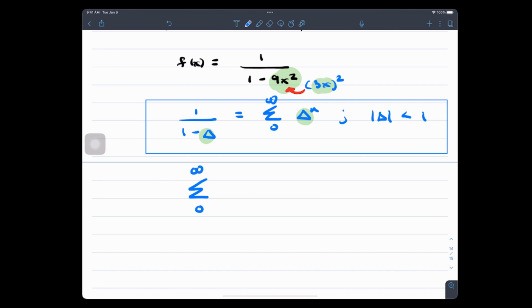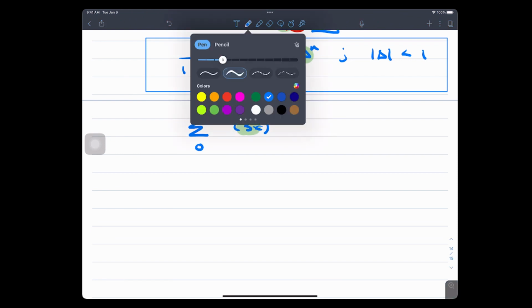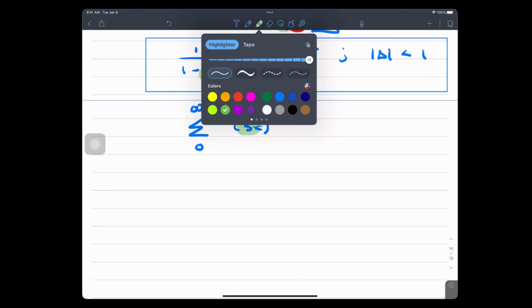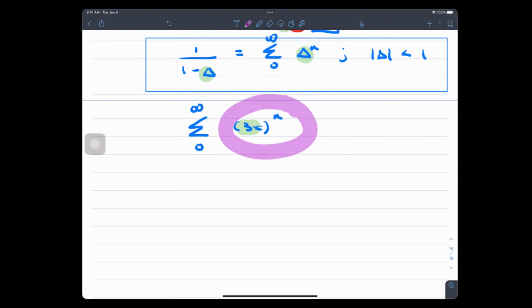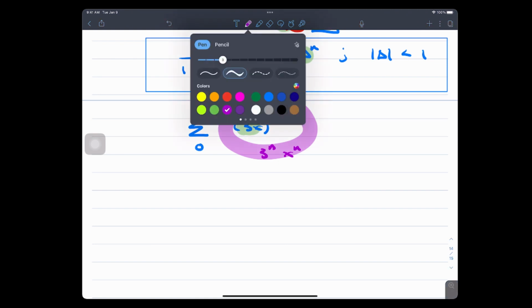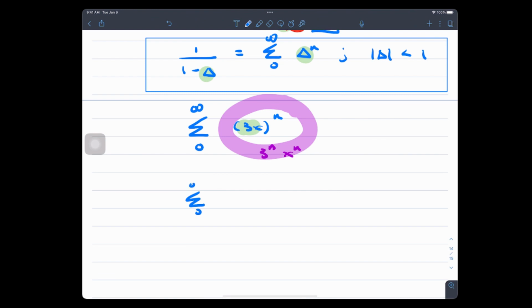Okay, so we're going to write 0 to infinity now. So what's in that triangle is 3x. So you say, do I replace that triangle there with 3x? Yes. Okay, so that's 9x squared. That's going to be that 3x. So that's what's going to go in that triangle here. Now, again, you're going to use beginning algebra. That's 3n, x to the n. You're going to use properties there of exponents. So this power series expansion now for that function is what you see here.